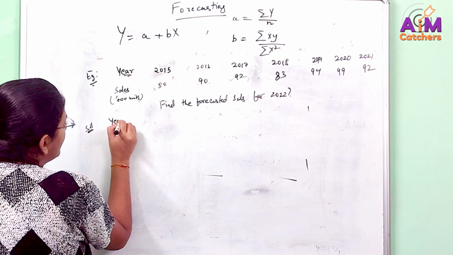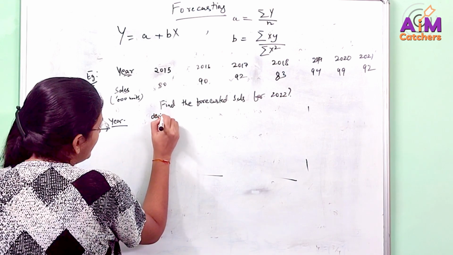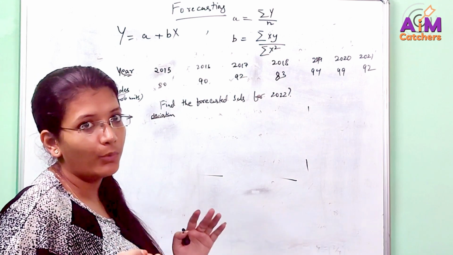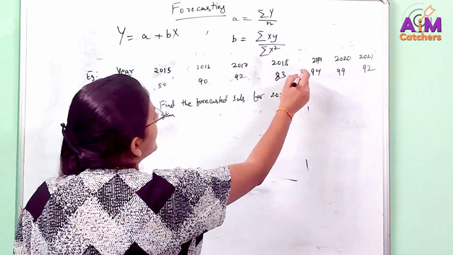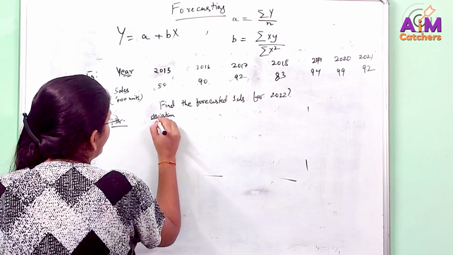You can write year. Okay, then we will be calculating deviation from mean. What do you mean by mean? Mean will be the middlemost year. So in these 7 years, the middle year is 2018. So 2018 will be the mean.